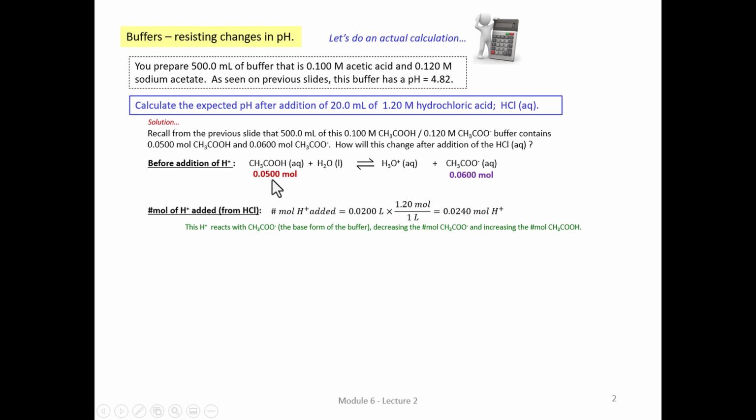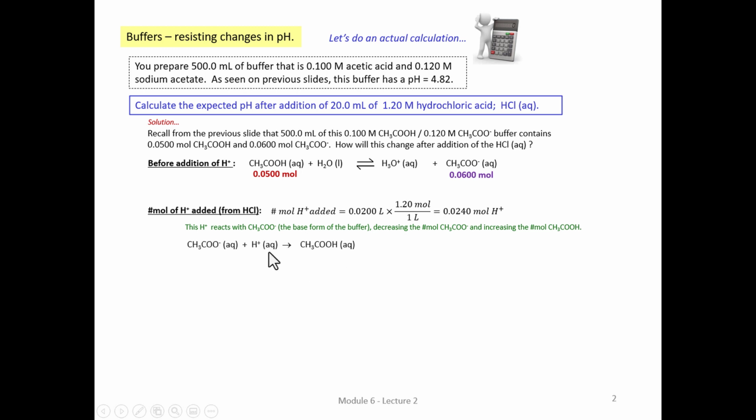So the secret here to calculating what we think the pH will be after addition of the HCl is that we want to figure out how many moles of acetate we've lost and how many moles of acetic acid we've gained, and then subtract or add it to the number of moles already there.